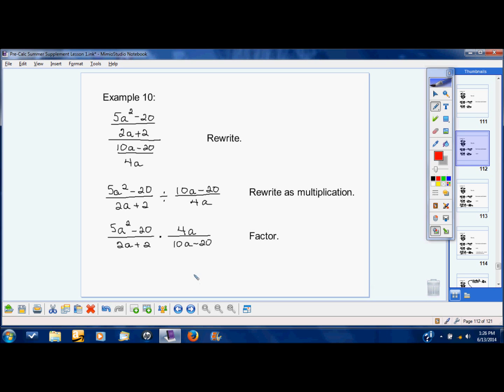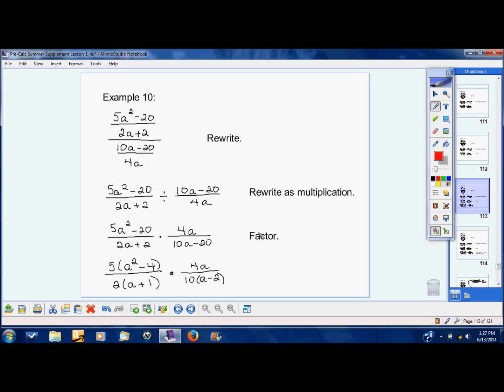4a is already factored, we don't have to worry about that, but there is something that can come out of this. Okay, so the 5 comes out, a squared minus 4. 2 comes out, a plus 1. 4a stays itself, 10, a minus 2.